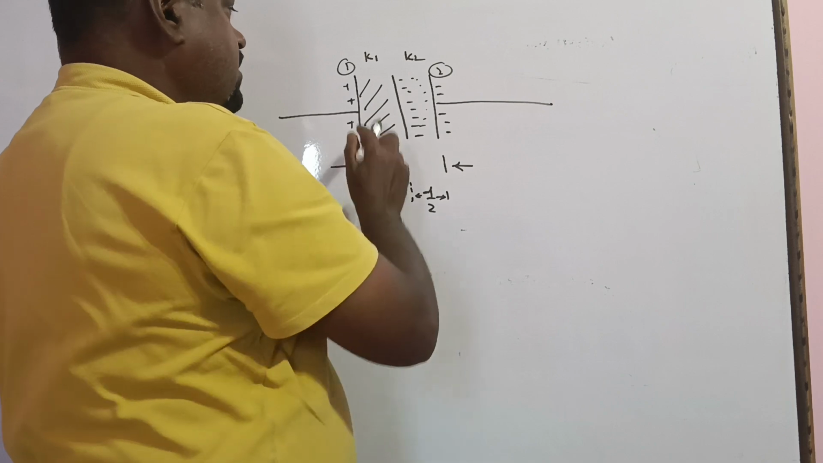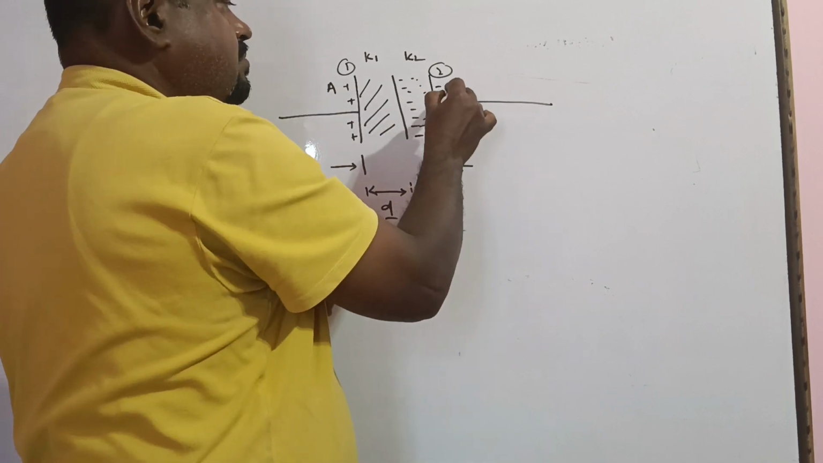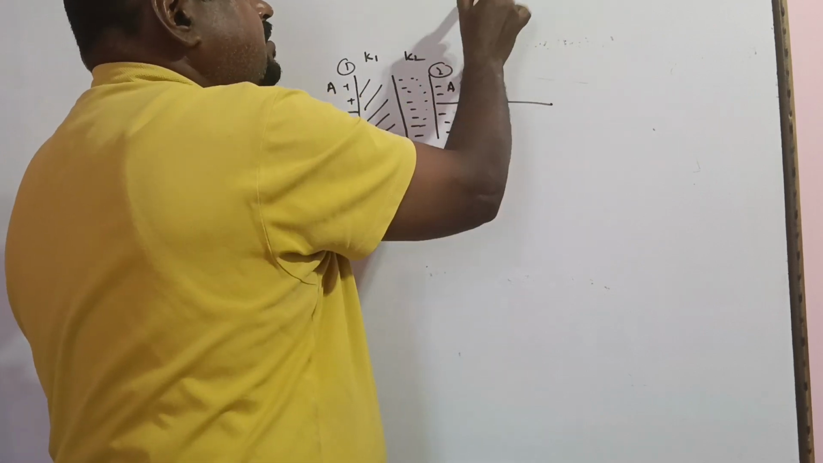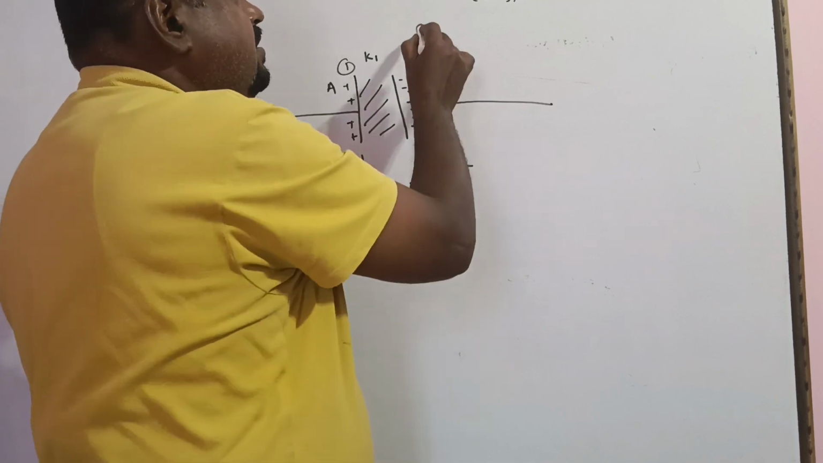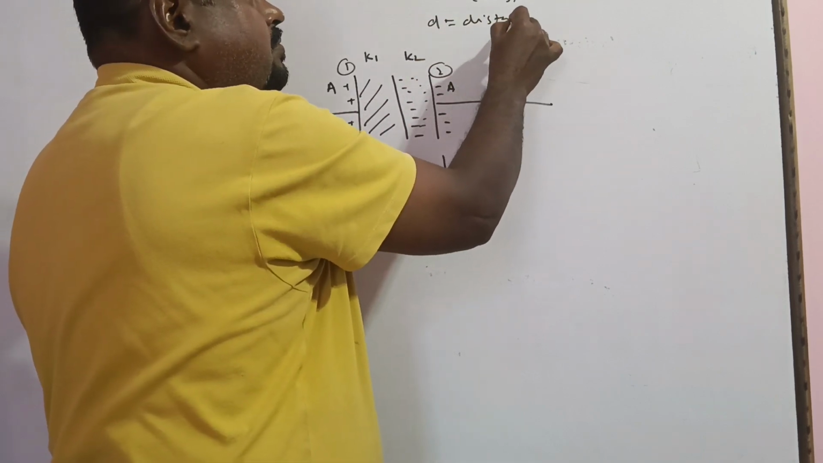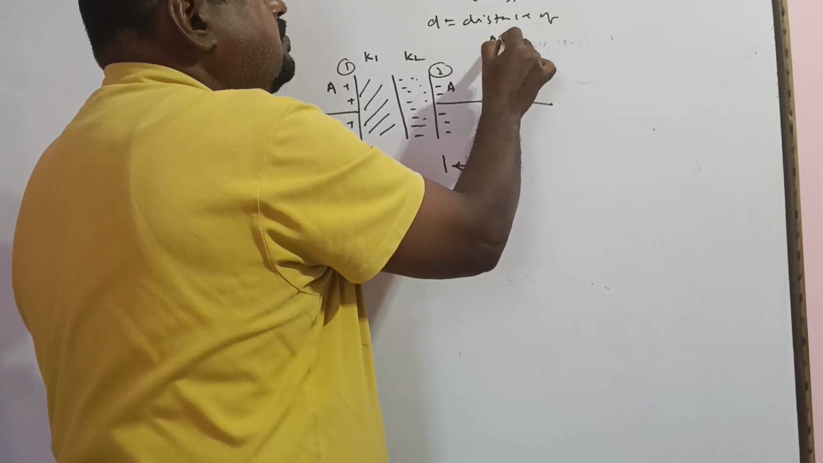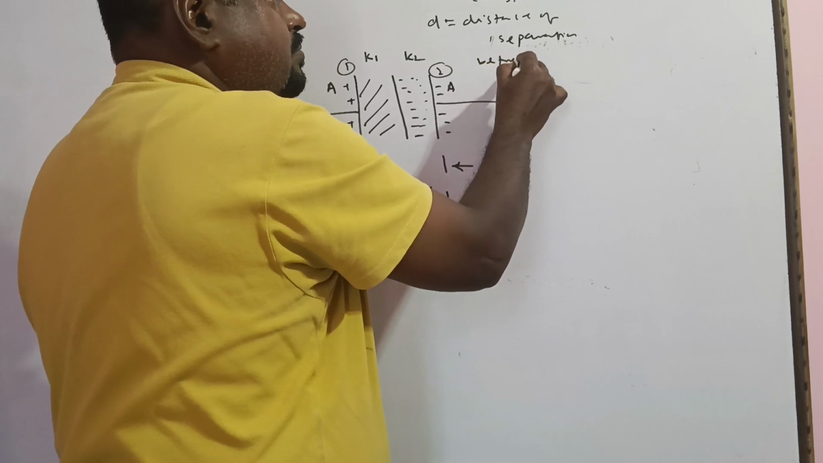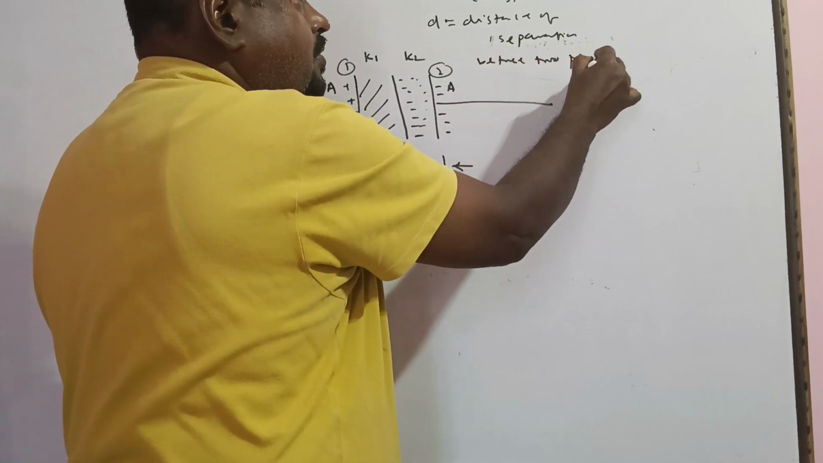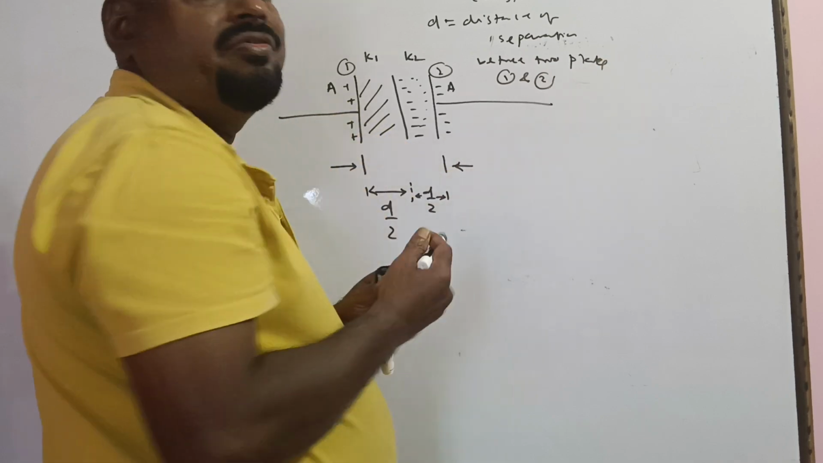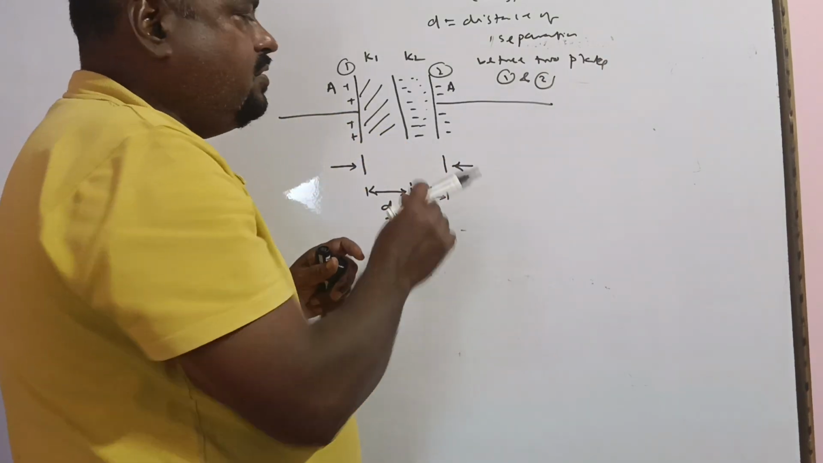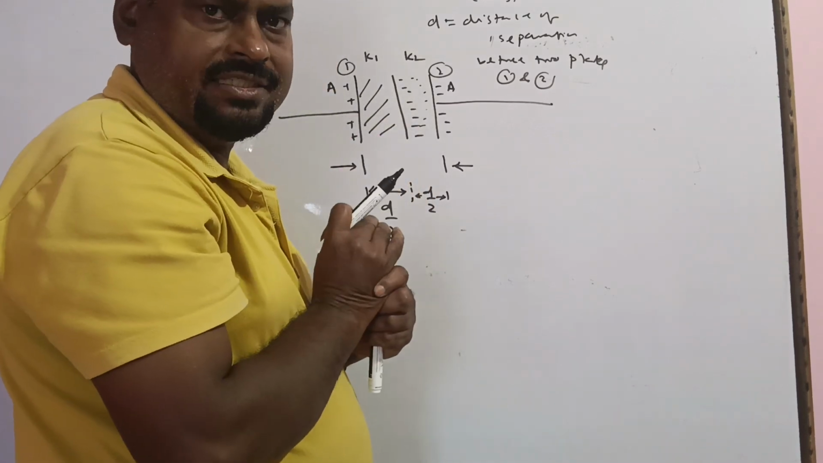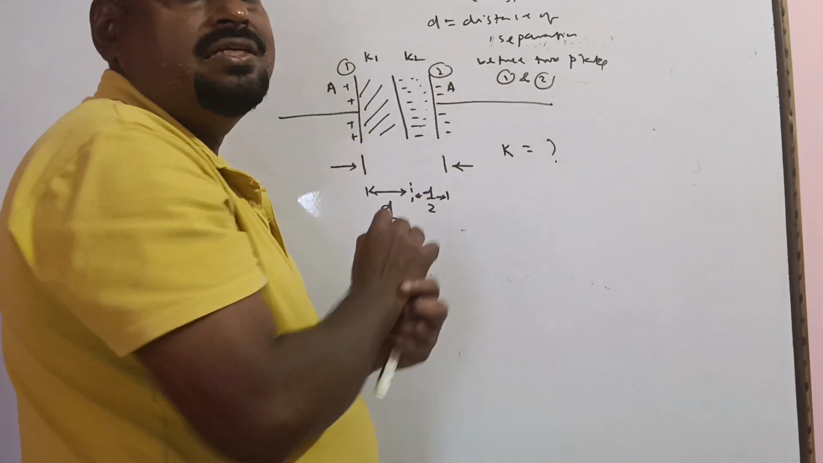In this case, the area of the plate is constant. What is divided? The distance of separation between the two plates 1 and 2 is divided, D by 2 and D by 2, equally divided. Two types of dielectric constants are inserted. Then how much is the equivalent dielectric constant?